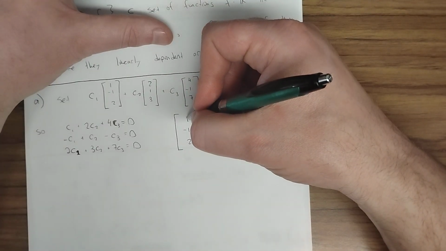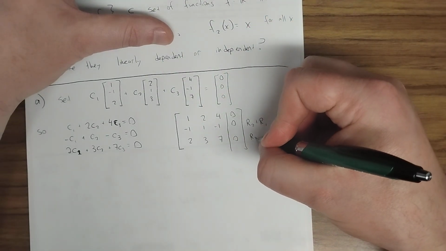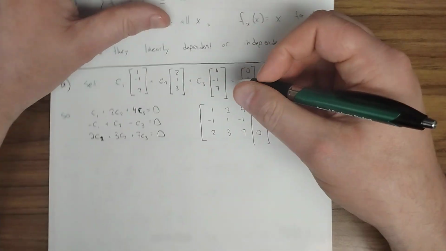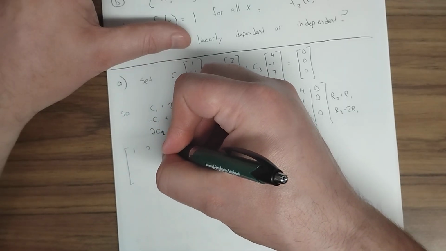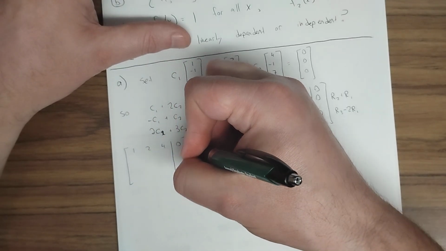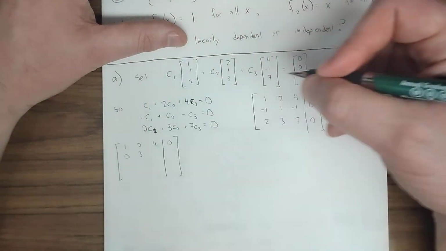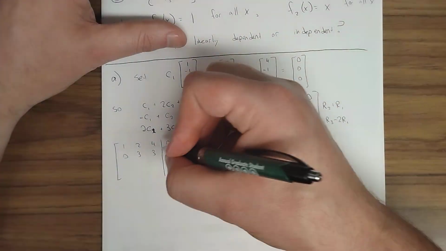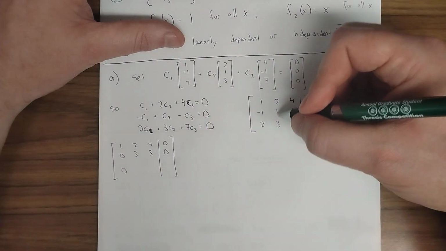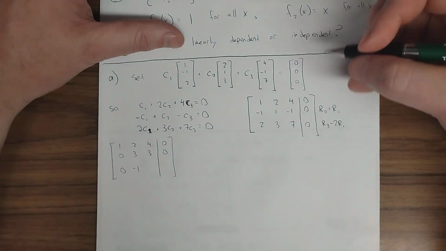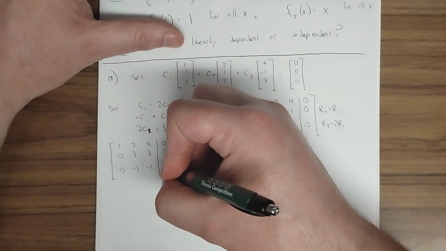I got a 1 up here. I like that. Let me get zeros underneath it. So I'm going to do row 2 plus row 1, row 3 minus 2 row 1. Three, 0. This better be a 0. This is -1. This is -1, and then this is 0.